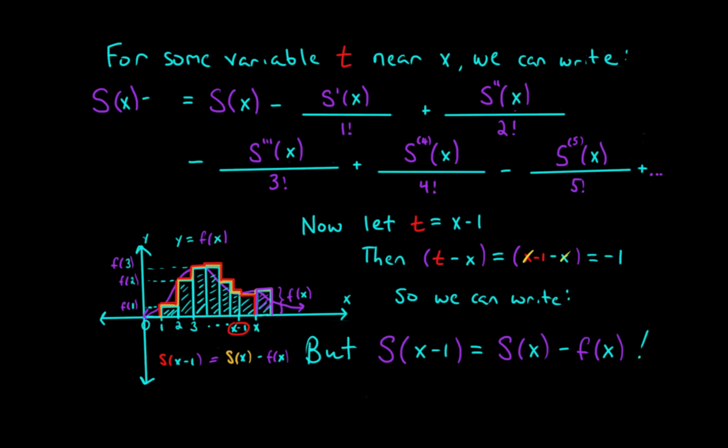So we have s of x minus 1 equals s of x minus f of x, and I'm going to plug that into our Taylor series up here. For s of x minus 1, I have written s of x minus f of x, but if you look at this equation now, the s of x on the left hand and the s of x on the right hand cancel. So I'm left with negative f of x equals this Taylor series. Then when we multiply both sides of this equation by negative 1, that flips the signs, and we're left with f of x equals s prime of x over 1 factorial minus s double prime of x over 2 factorial plus s triple prime of x over 3 factorial, and so on.